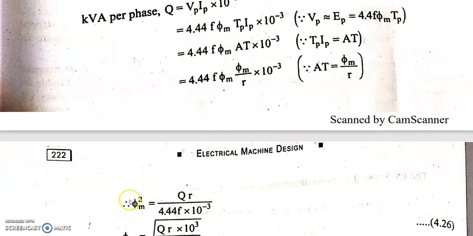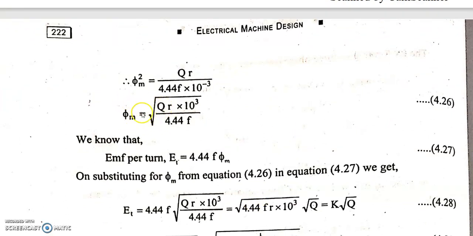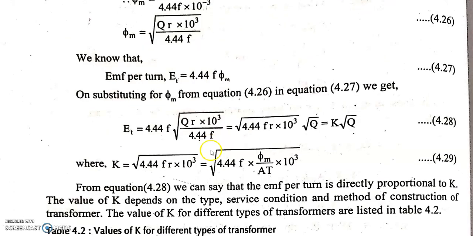So we are separating this φm square. So φm square will be equal to Q multiplied with this R divided by 4.44 F into 10 to the power minus 3. So this is the equation for φm square. So we are getting φm as square root of this equation. We know EMF per turn is Et.